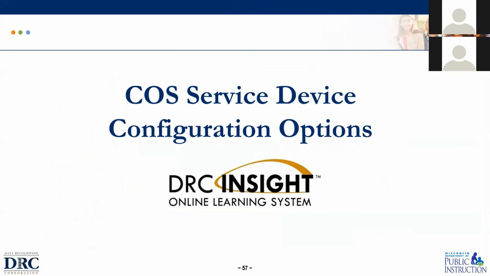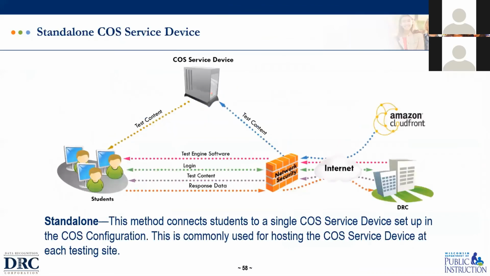The next thing I want to cover is just different ways to configure the COS service device and how to get those for content management. And this is really the basic one, a standalone COS service device. It's typically what's used if you're putting them at a location, or if you're setting up multiple COS configurations, even if you're managing them at the district site. Some districts want to still have one configuration per location, and so you would have one COS service device in that configuration.